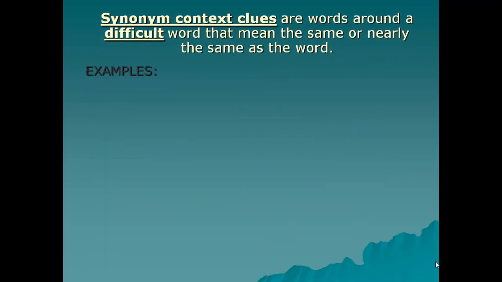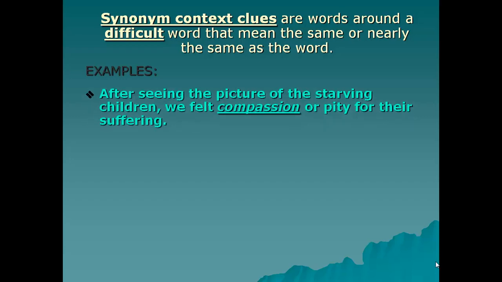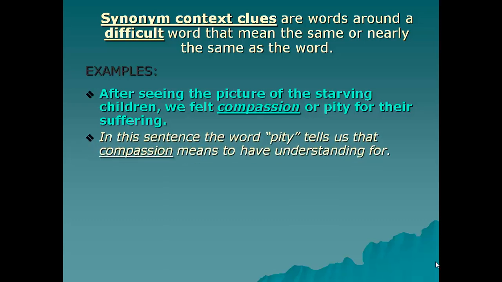Another type of context clue is a synonym context clue. These are words around a difficult word that mean the same or nearly the same as the word. For example, in the sentence, after seeing the picture of the starving children, we felt compassion or pity for their suffering. In this sentence, the word pity tells us that compassion means to have understanding. Pity would be a synonym for compassion.